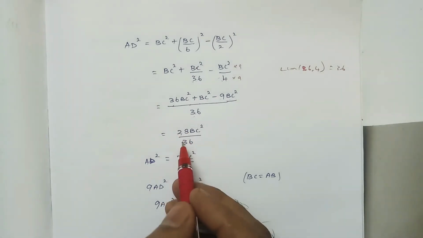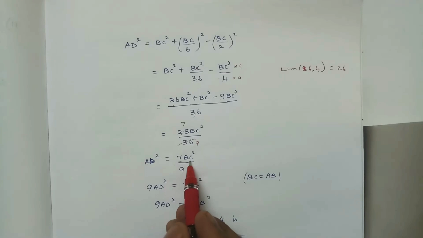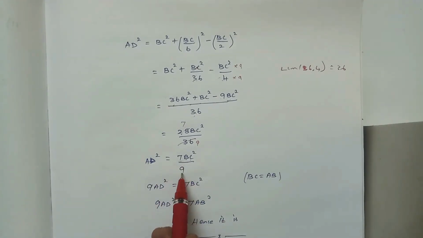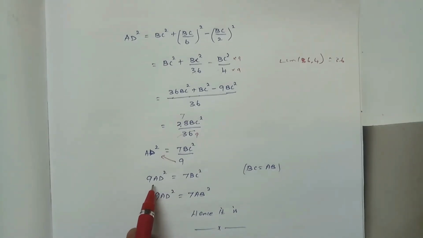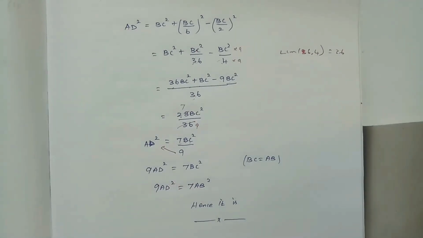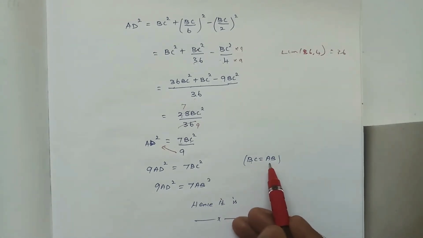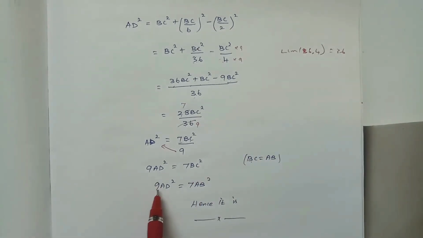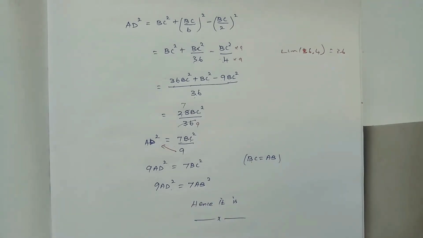Both are in the same multiple, 4 multiples, 9 times, 7 times. So 7 BC square divided by 9. AD square is equal to 7 BC square divided by 9, right? Taking this 9 to the LHS, 9 AD square is equal to 7 BC square. But already we know that BC is equal to AB because ABC is an equilateral triangle. All three sides are equal. So instead of BC, you can substitute AB. So 9 AD square is equal to 7 AB square. Hence proved. Understood? Very easy, right?